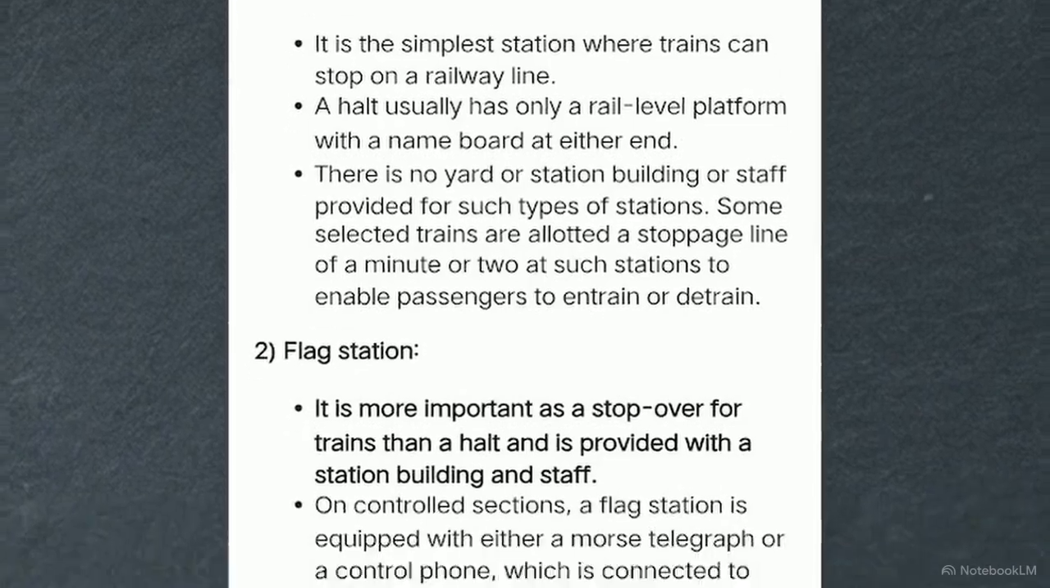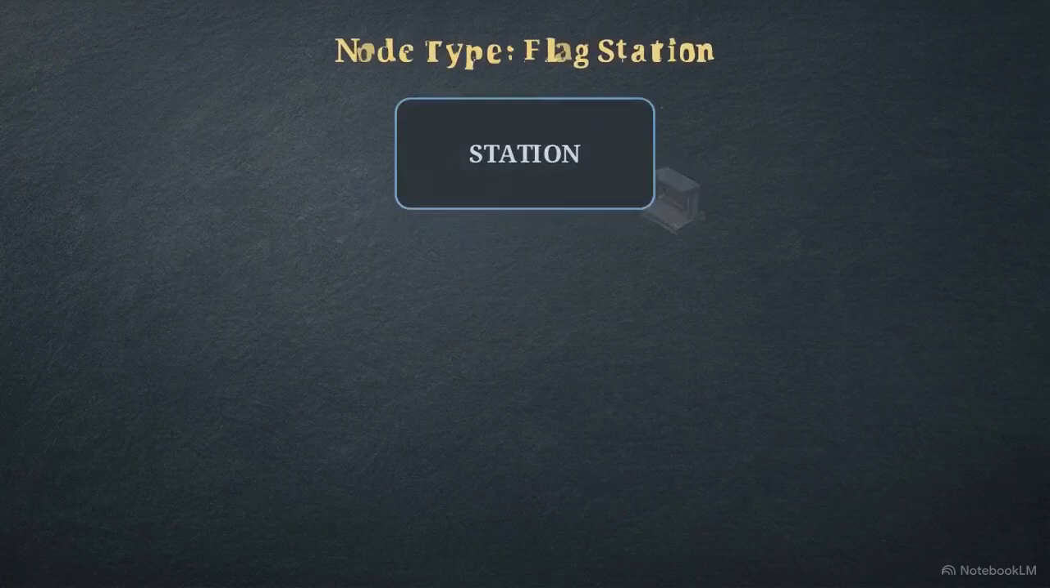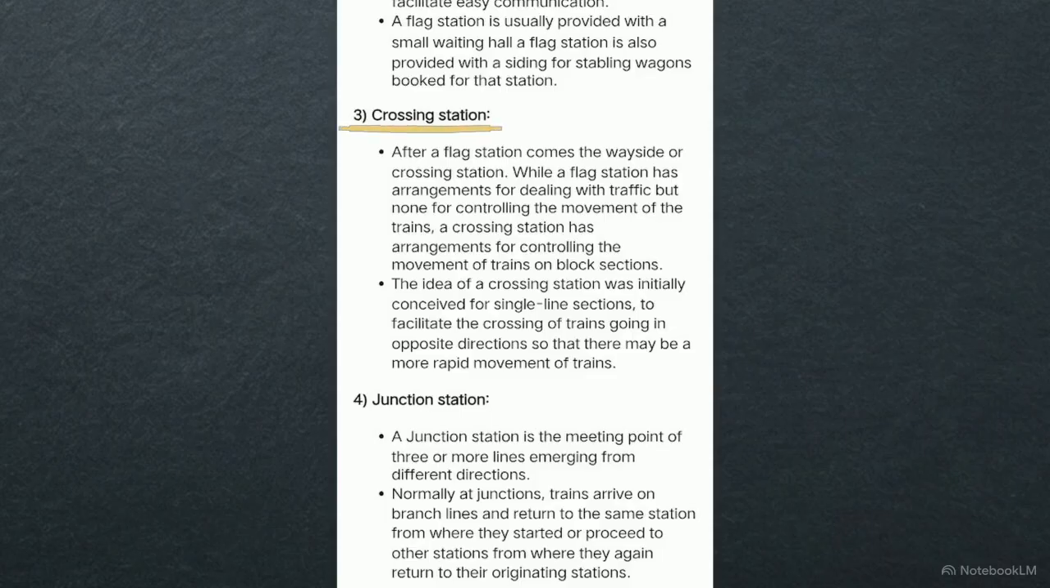Upgrading the complexity brings us to the flag station. This node introduces a physical station building and dedicated staff. This allows for critical operational additions, communication tools like a telegraph or control phone, and a siding track specifically for stabling wagons.